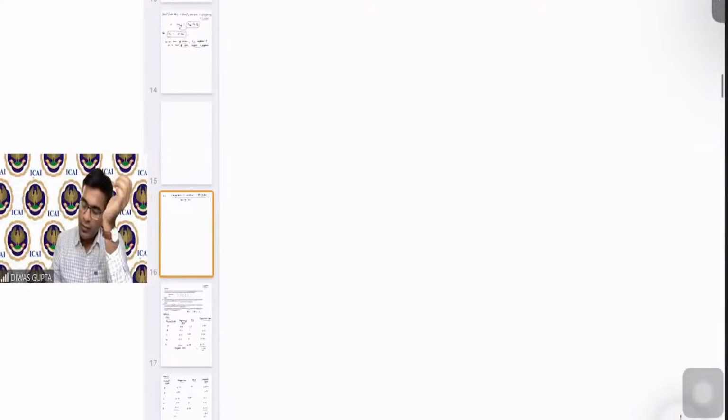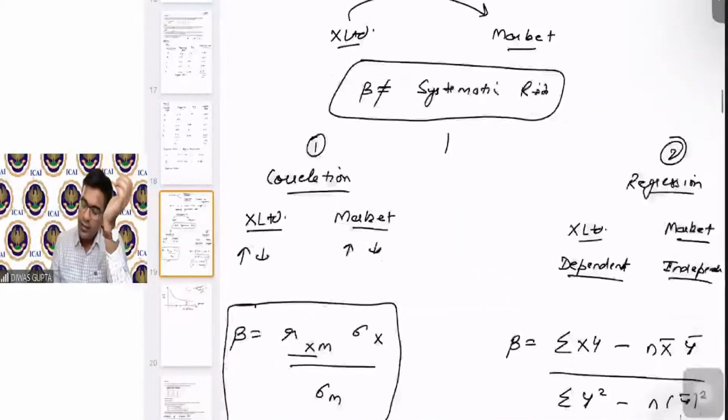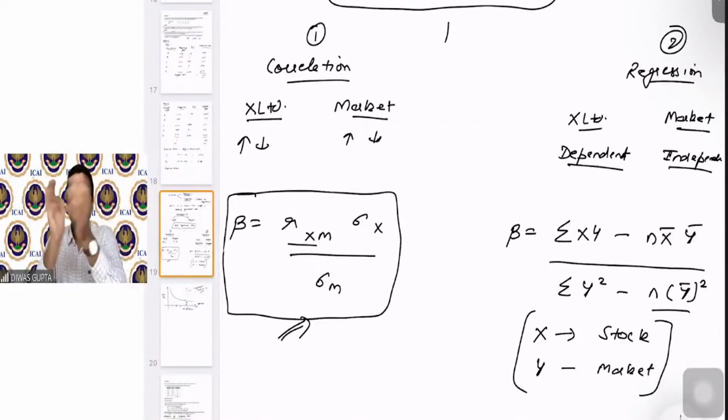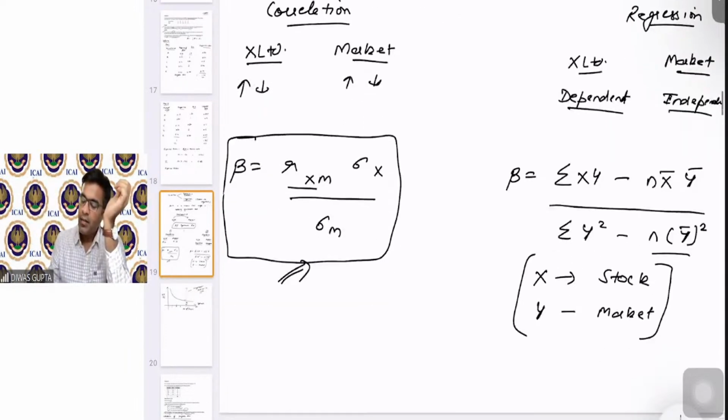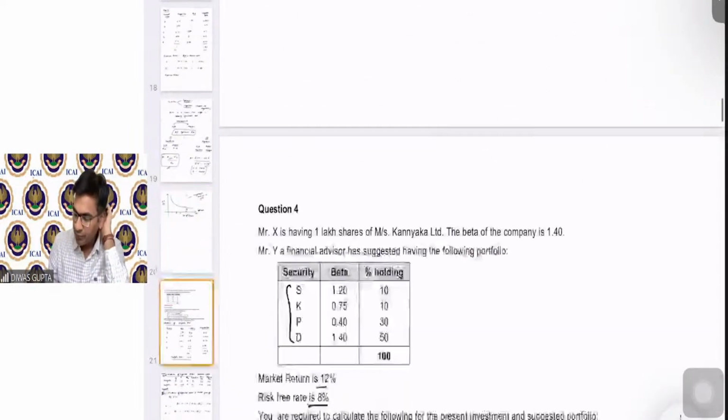Right. Then let me quickly come to the single index model. In the single index model, everything was bifurcated into, sorry, first the calculation of beta. For beta we had two options. One is the correlation method, second is the regression method. Correlation method, this is the formula that we are using. We have used it even today. Regression method, it's just a simple calculation. You just need to multiply the observations, summation of xy, then minus n x bar y bar, divided by summation of y square minus n y bar square. This is the simple thing where we say that x is the stock and y is the market to arrive at the beta.